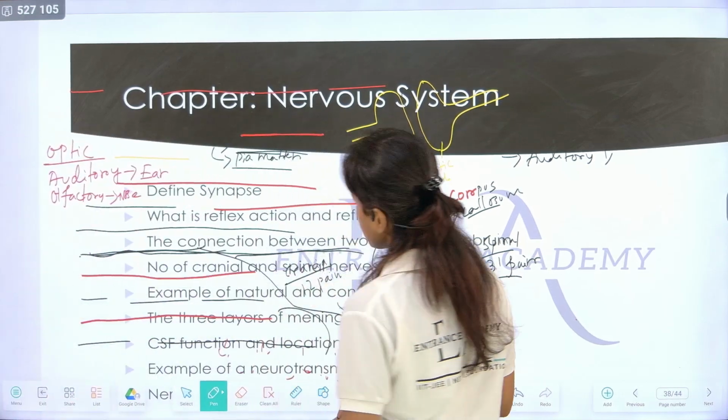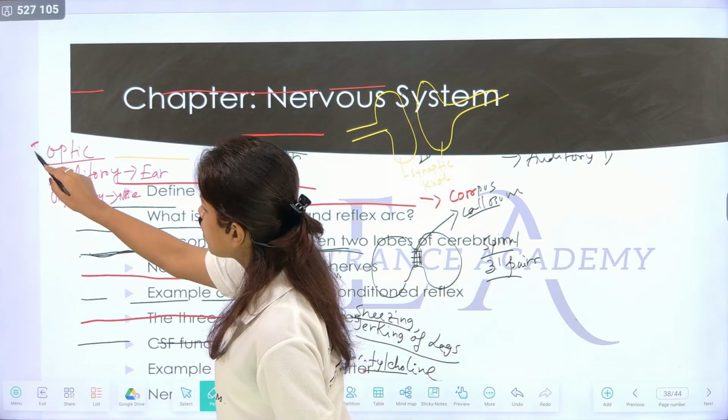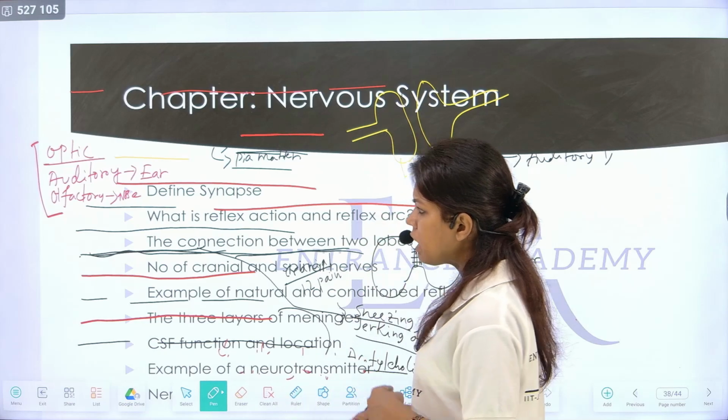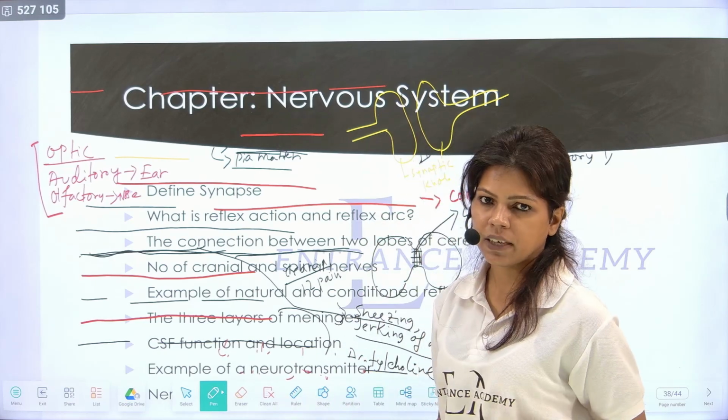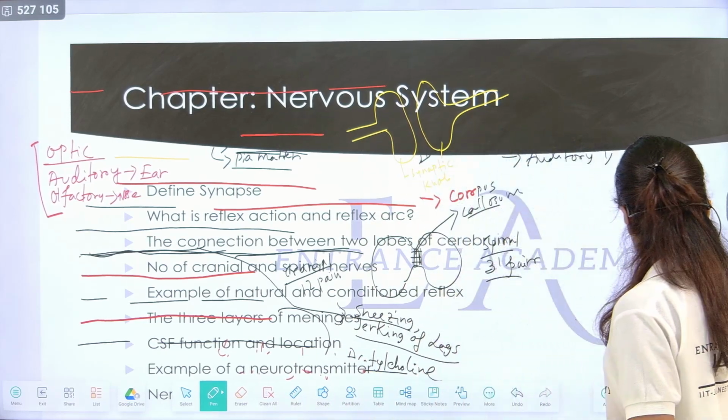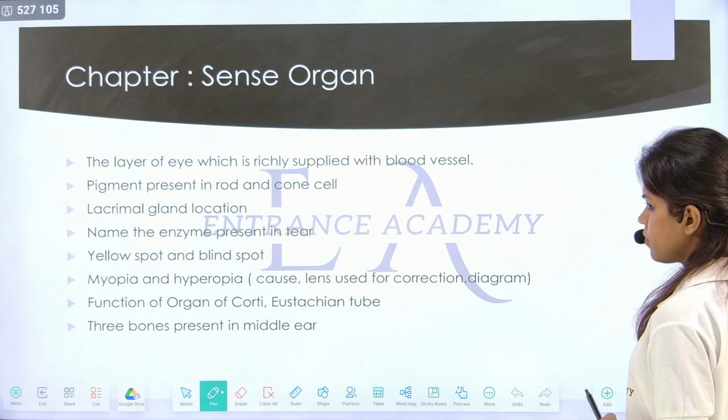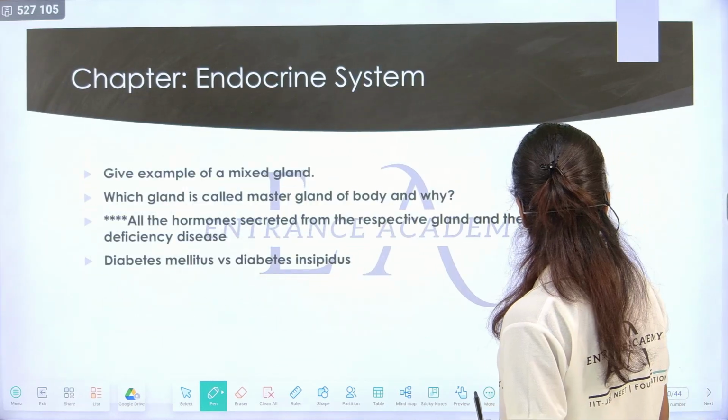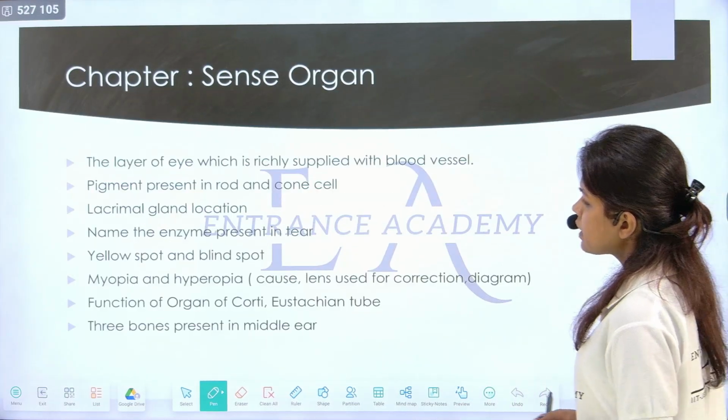These three nerves are examples of cranial nerves, which connect our brain to eye, ear, and nose respectively. Next chapter is sense organ.